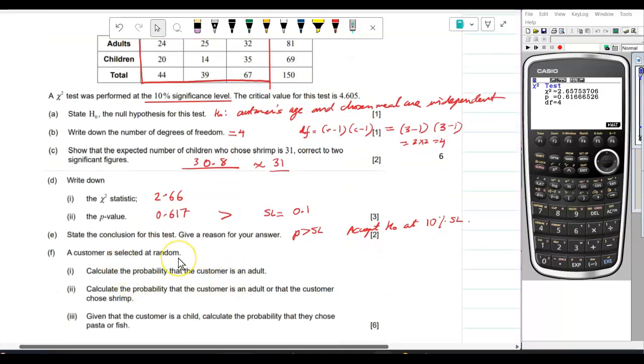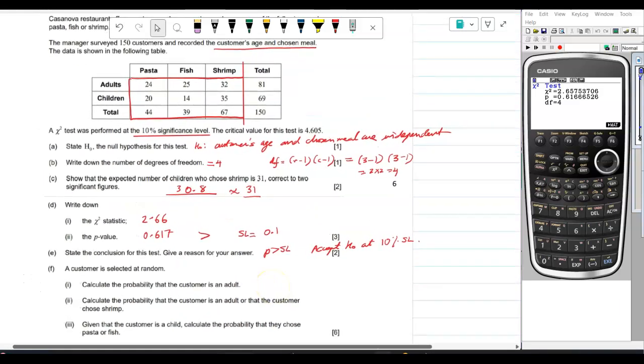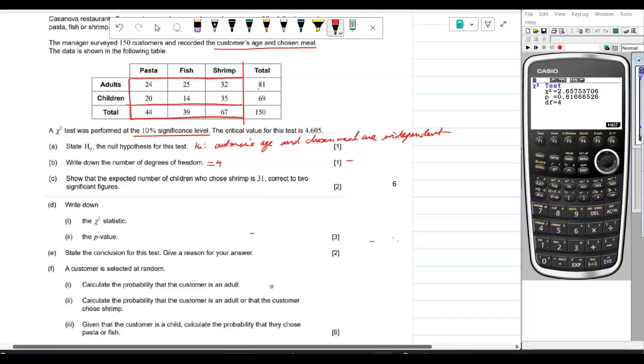A customer is chosen at random. Calculate the probability the customer is an adult. So now we have to do all the totals. How many adults are there? 69. No, 81. Oh, I made a mistake here. I don't have to take the total. It's totally wrong. Everything is wrong. Why? That was also the total. To remove the total, I have to take only this much.